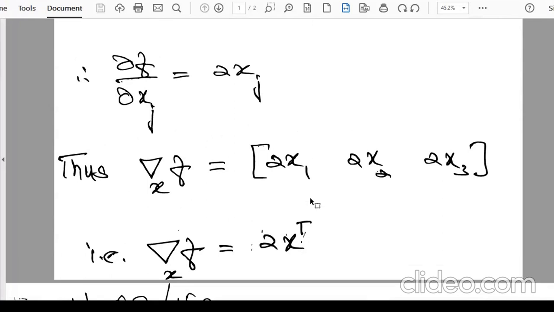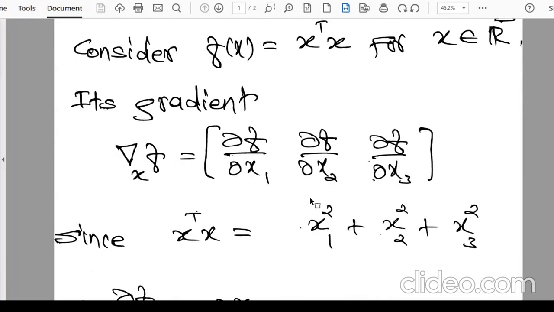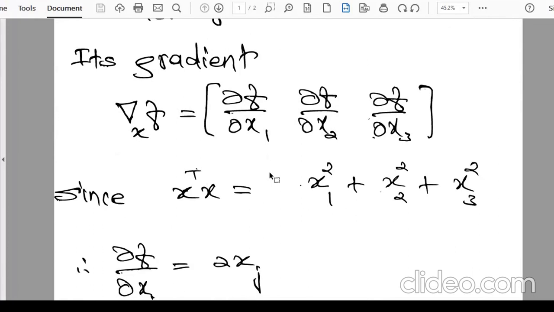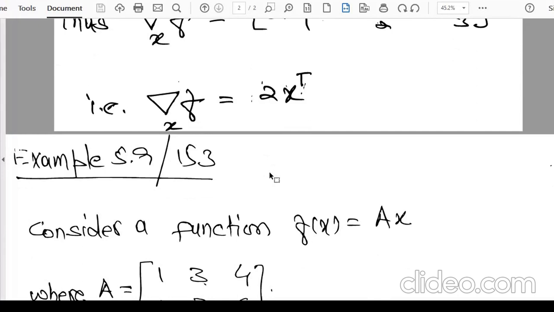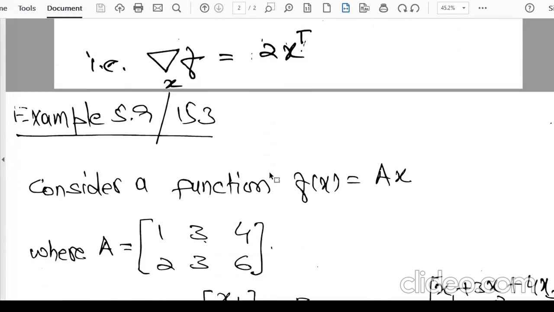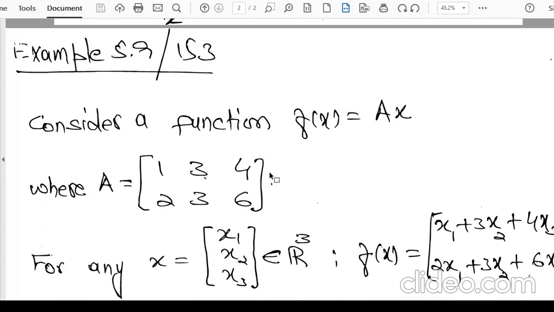So this was one example of the gradient of a multivariate scalar valued function. That was example number one. Example number two is from the book, example 5.9 on page 153. Here we are going to calculate the gradient of a multivariate vector valued function. That means the input of the function consists of two or more components, and the output of the function also consists of two or more components.